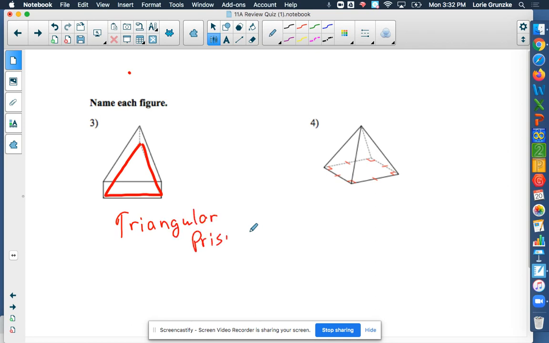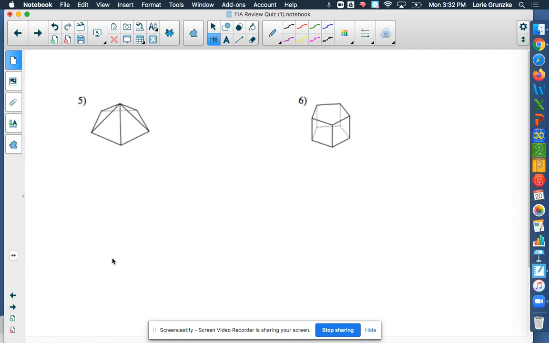I don't know if I always have to write them out. I might. This one is a pyramid because it comes to a point. That's the second name. The base is a square because there's 4 tick marks there. So it's a square pyramid. Next 2 that you did, here's another pyramid. How many sides on the bottom? 1, 2, 3, 4, 5. So it's a pentagonal pyramid.